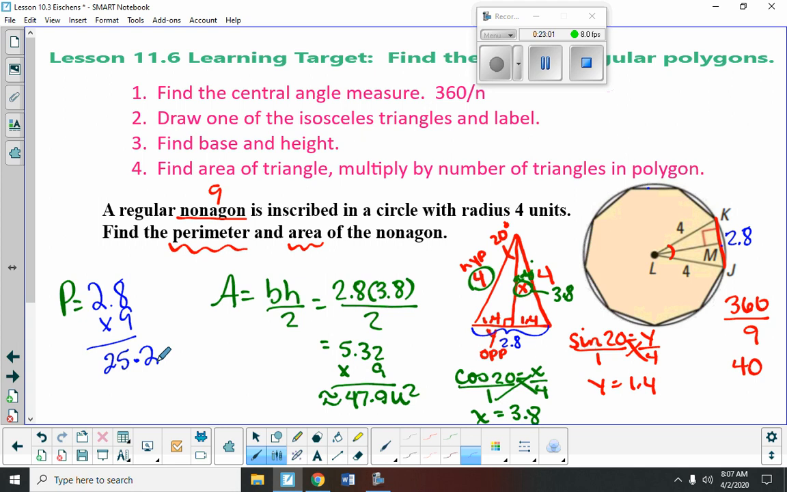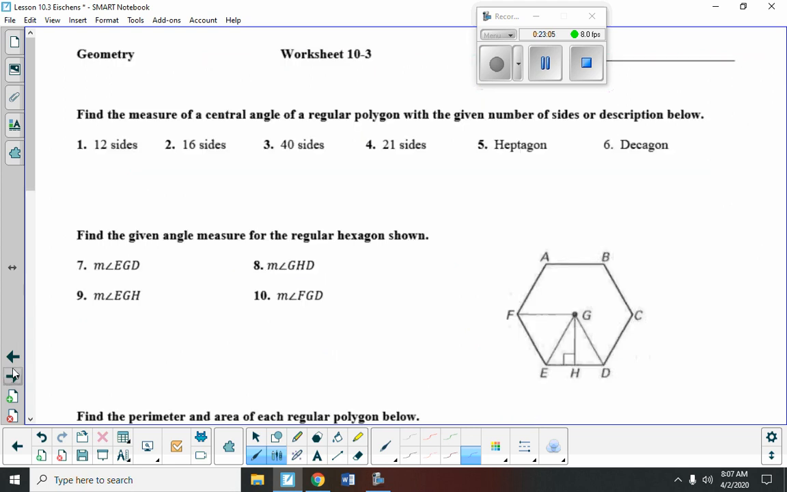let's go ahead and look at the worksheet that we're going to be doing for today. So just to get you started here, find the measure of the central angle of a regular polygon with a given number of sides, or description below. So if you have 12 sides, the central angle would be 360 divided by 12, which is 30 degrees. So that's what you do in that section.